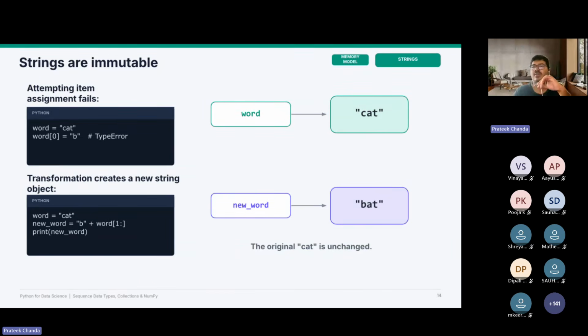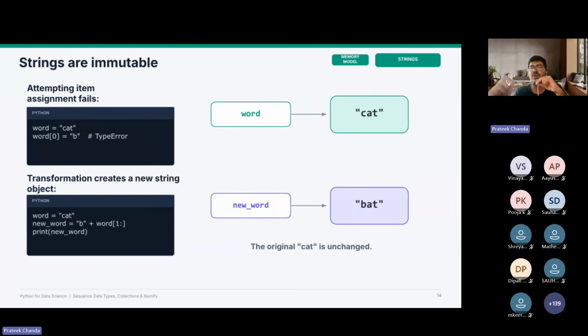Now the concept of immutable or mutable is what we want to discuss now. We want to show why strings are immutable. So what do you mean by immutable? I have given an example here, this particular string word is equal to cat. Now my goal is to change the first letter in the string cat to B. So instead of cat, I want to make it bat, let's say.